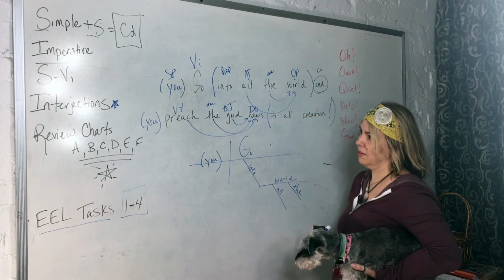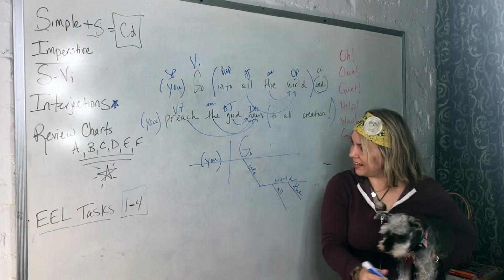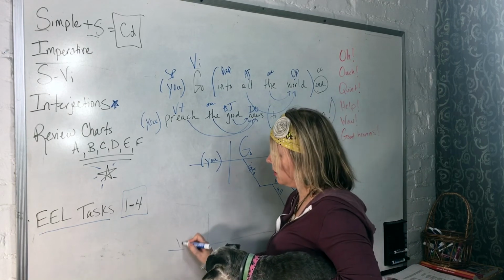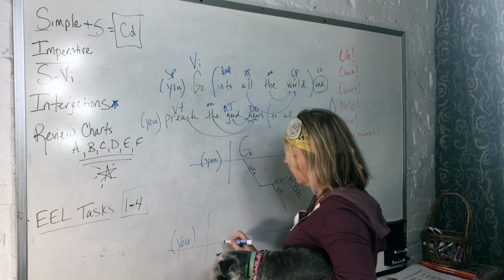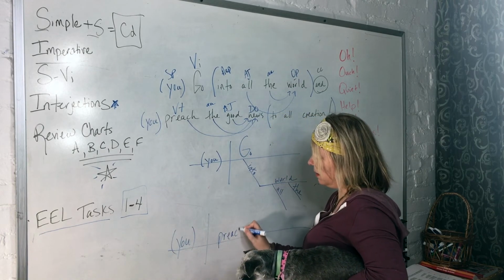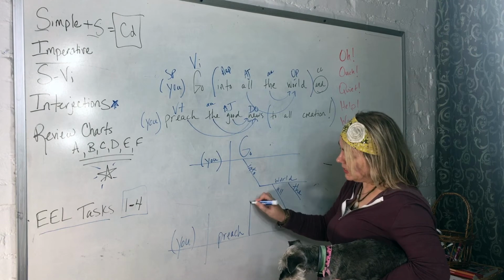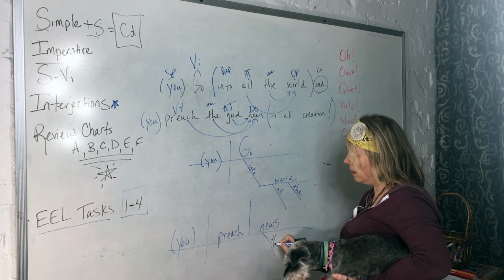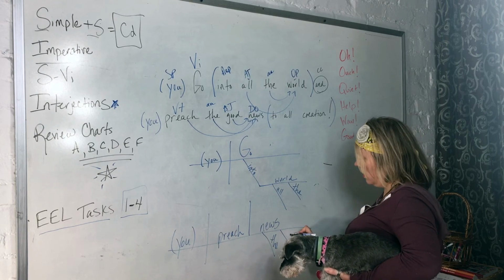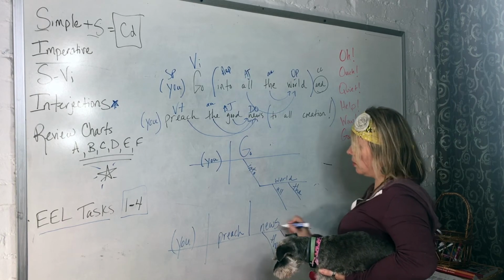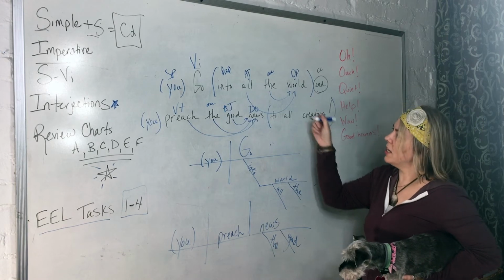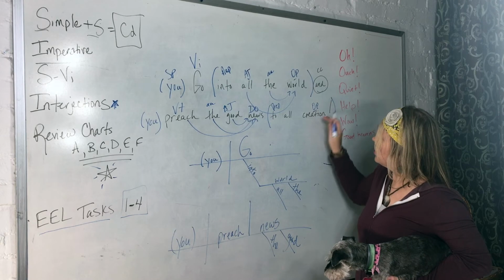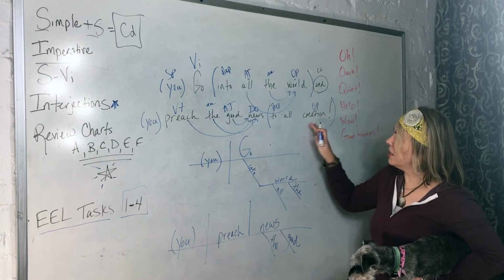The good news. So I'm going to come down here and say, you preach what news? The good news. Now, to all creation, there's your preposition, and this is your object of the preposition. It's a noun or a pronoun, a noun creation.